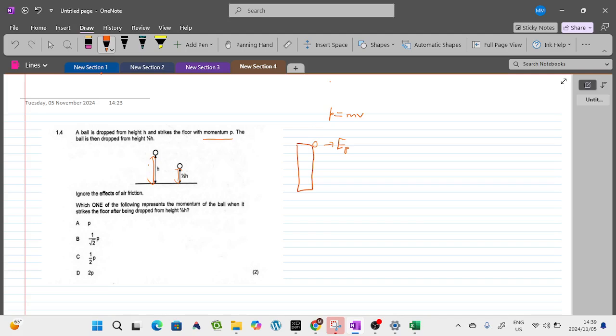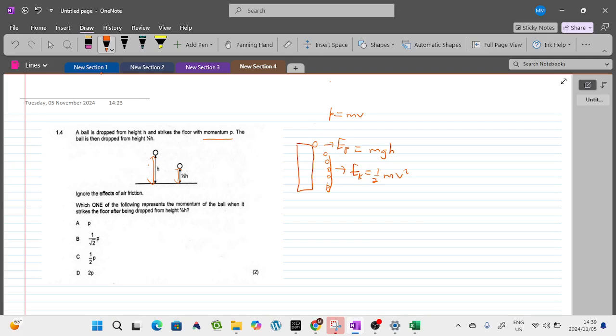Then when a ball starts moving, so this is your ball, it's moving towards the ground. So when your ball is moving, it now has another energy which is EK. So EP is equal to mass times gravitational acceleration 9.8 times height, and EK is equal to half times the mass of your object times the velocity squared. So these are your two energies.